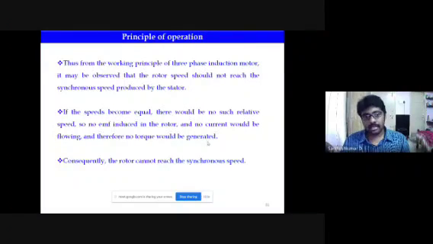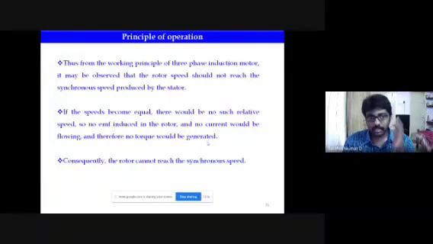Once the rotor is trying to catch the synchronous speed, the rotor starts to rotate in the same direction as the rotating magnetic field. So both are running in the same direction. The rotor is trying to catch up with the synchronous speed, but it wouldn't be able to catch up. That is why it starts running. So there is no need for starters. This is what happens in a three-phase induction machine.